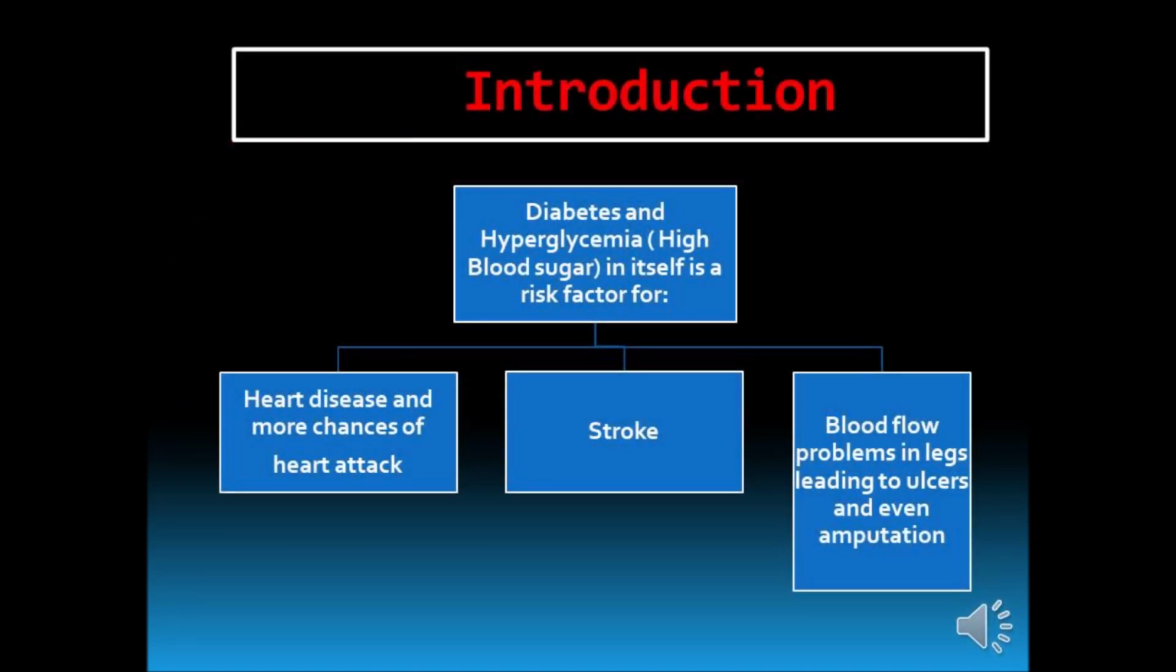Well, I'm sure most of you know about diabetes. But how many of you would know about hyperglycemia? Well, hyperglycemia means high blood sugar. Hyper means high and glycemia means blood sugar. So both of them are risk factors for heart disease and lead to more chances of heart attack, stroke, blood flow problems in legs leading to ulcers and even amputation.